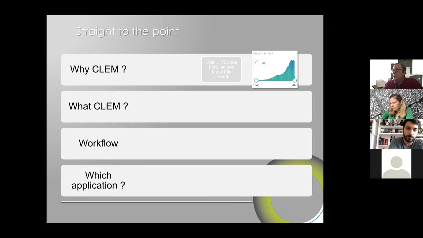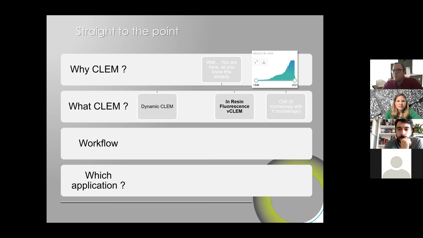I won't detail why we do CLEM, because if you are here today, it means you are aware of what CLEM is. I will not explain what type of CLEM is available, because again, if you're here, it means that you're already an expert. What I will focus on is the in-resin fluorescence and volume correlative microscopy, which is really the point of this resin. There are hundreds of ways of doing correlative microscopy, and this is not the purpose of this presentation. So basically, there are many workflows.